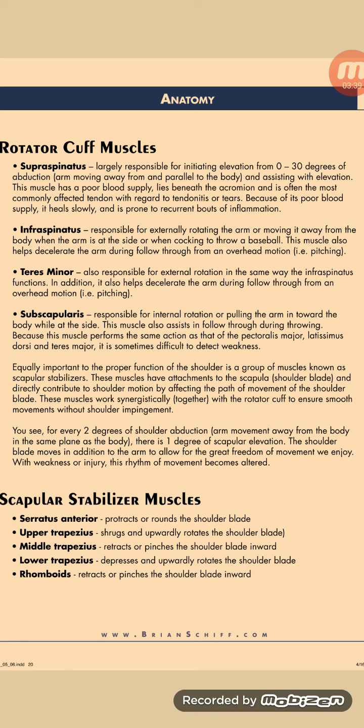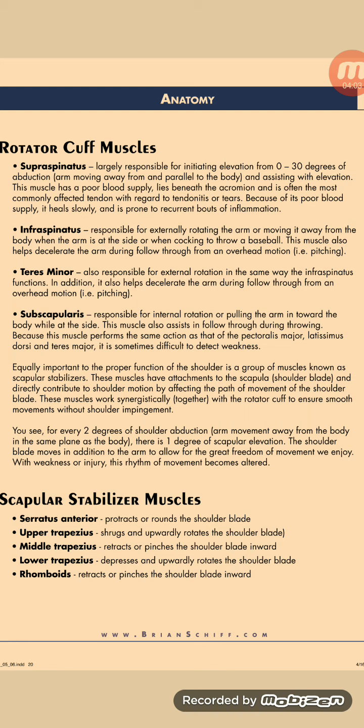Equally important to the proper function of the shoulder is a group of muscles known as scapular stabilizers. These muscles have attachments to the scapula, shoulder blade, and directly contribute to shoulder motion by affecting the path of movement of the shoulder blade. These muscles work synergistically together with the rotator cuff to ensure smooth movements without shoulder impingement.